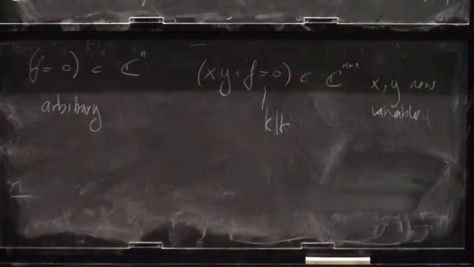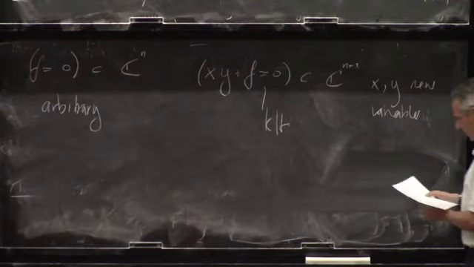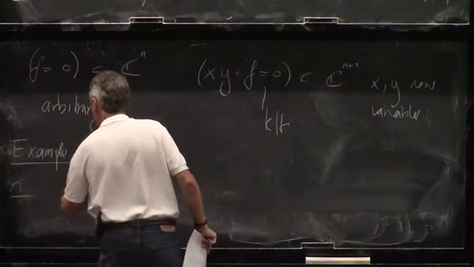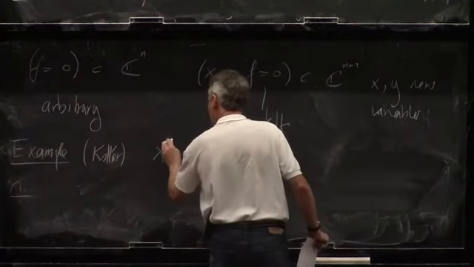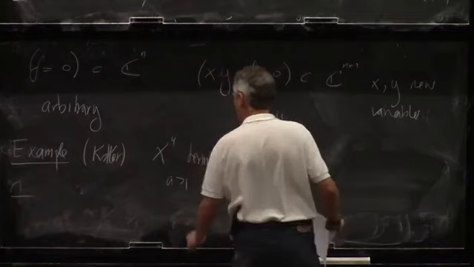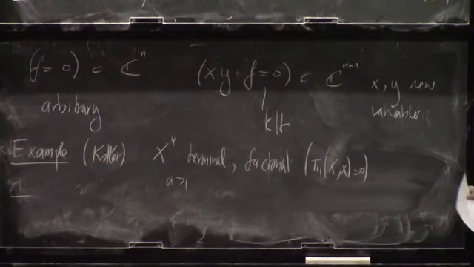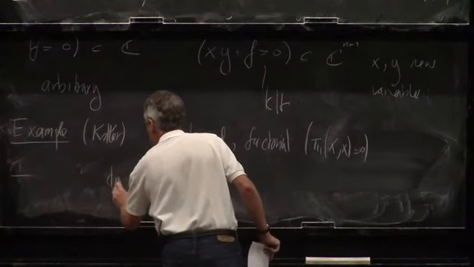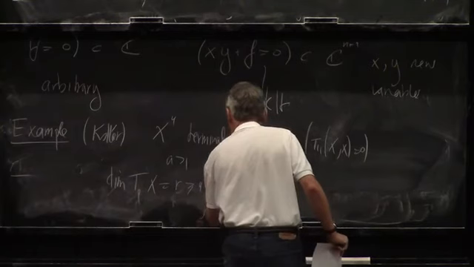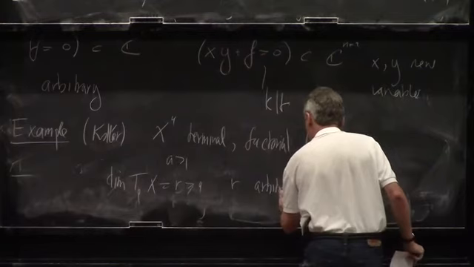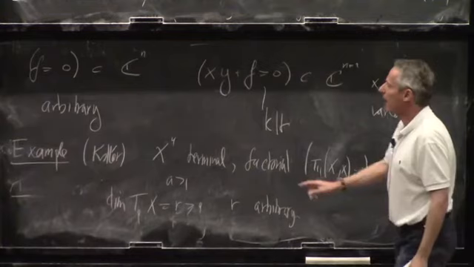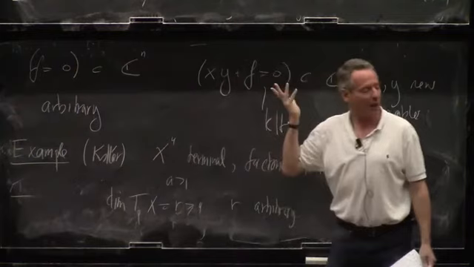There was one other example I wanted to point out, again due to Kollár. There's a fourfold which is terminal, so log discrepancy bigger than one, so it's not as nice as you'd like. It's factorial, or another way of saying it, the local fundamental group is zero. So it's not a quotient of anything. And yet the Zariski tangent space at the singular point is as big as you please. So nothing like a hypersurface singularity, nor like a quotient singularity. And yet in some sense it's unbounded, because the embedding dimension is arbitrary.